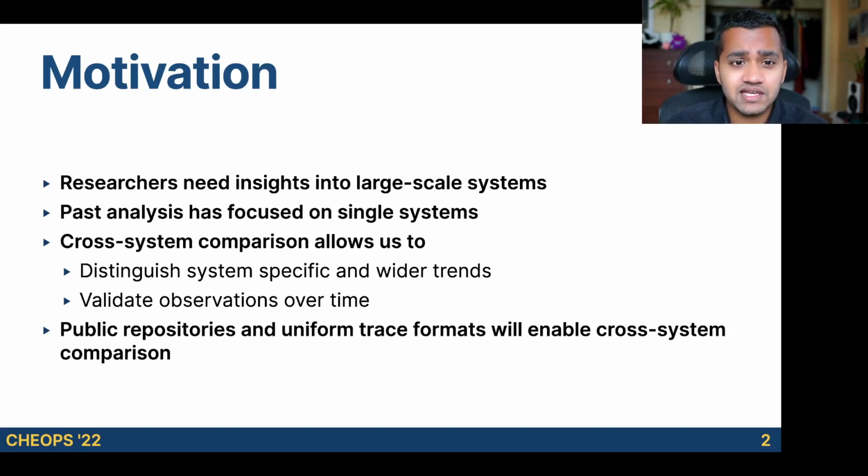Further, studies that are out there focus on single systems, but what we really need is a cross-system comparison so that we can figure out what trends are system-specific and what apply to wider, large-scale systems. We motivate the need for public repositories of traces and uniform trace formats that will further simplify such comparison.